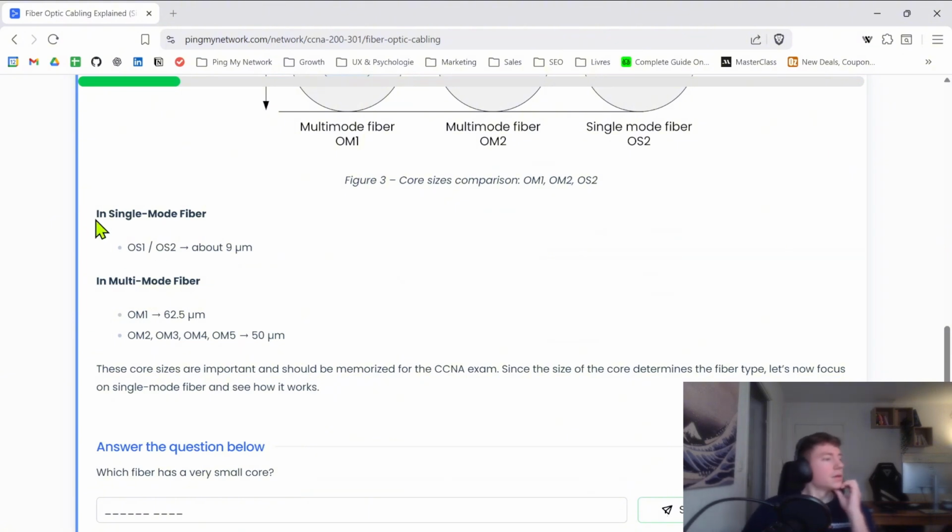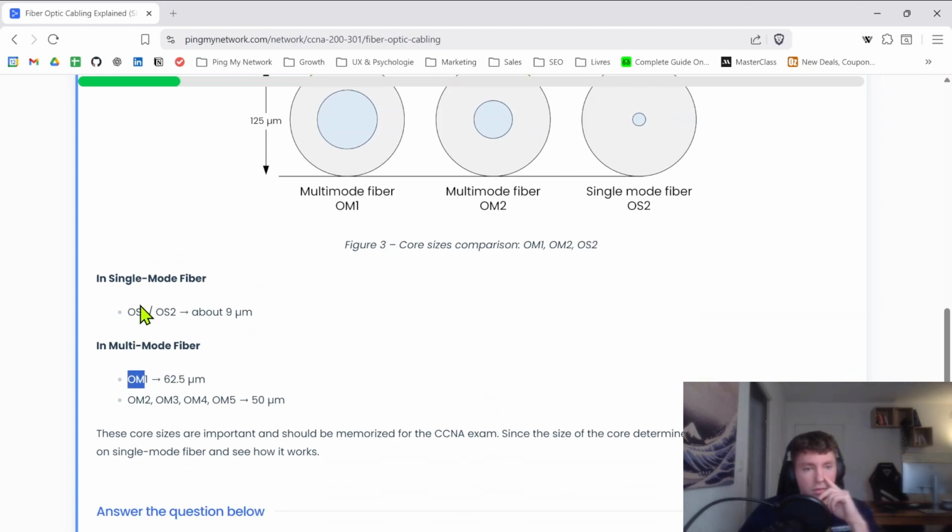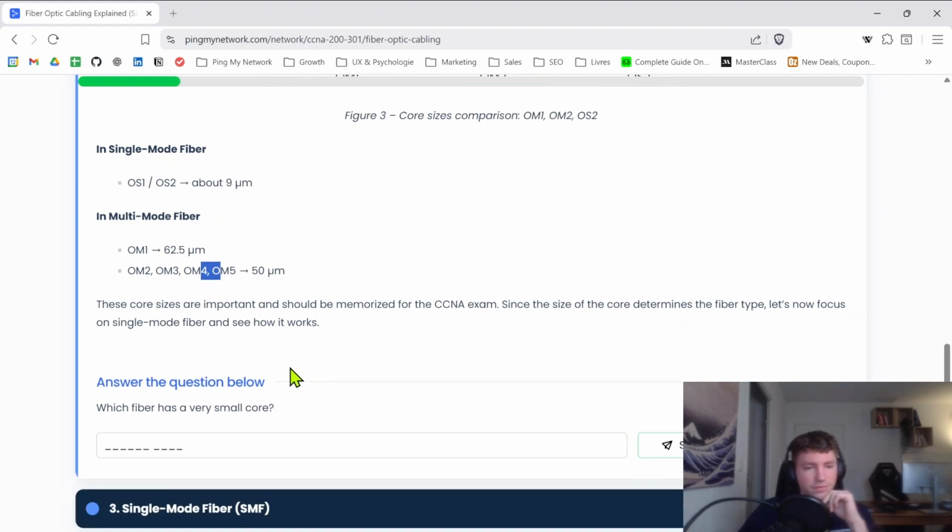So, in single mode fiber, OS1, OS2, about 9 micrometer. In multi-mode fiber, OM1, OM2. Okay, so single mode is OS, multi-mode is OM. So single mode fiber is always 9 micrometers, and multimode fiber is either 62.5 micrometer or 50 micrometer for OM2, OM3, OM4, OM5.